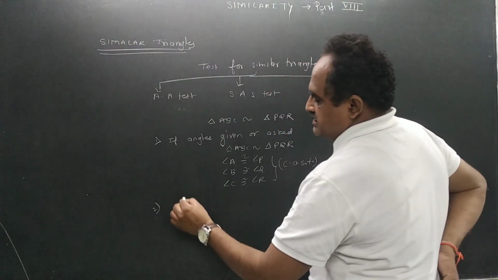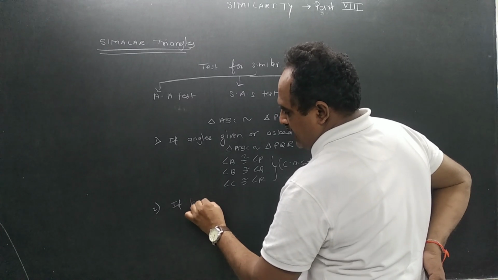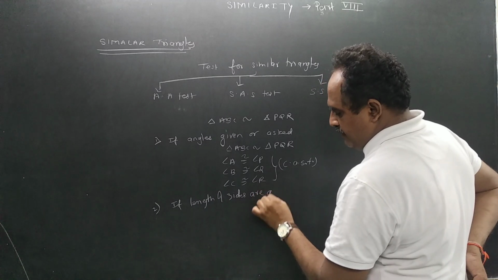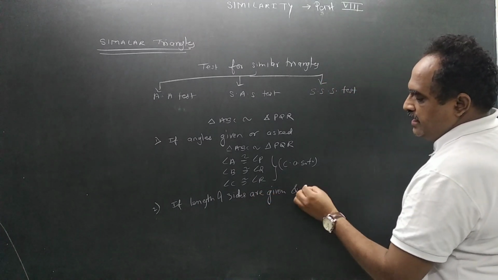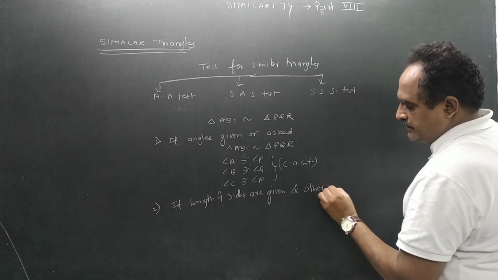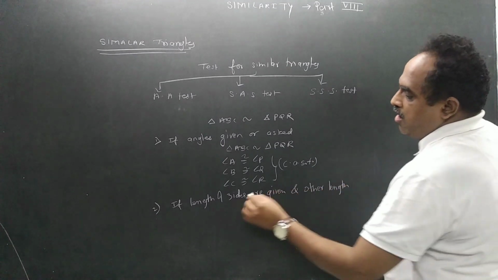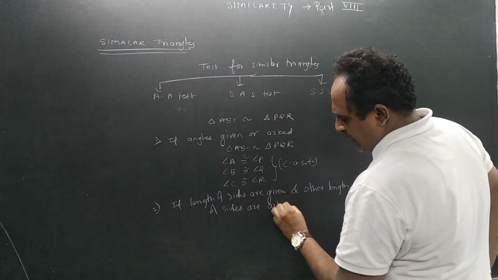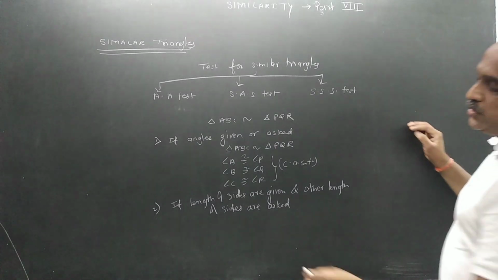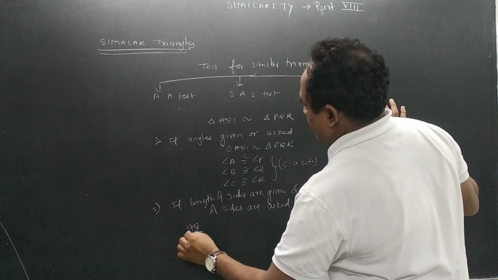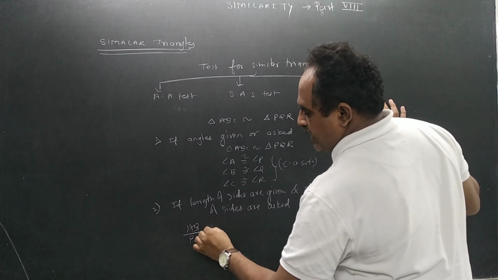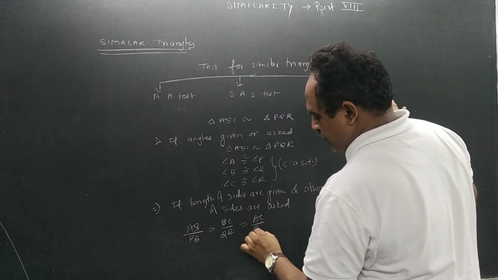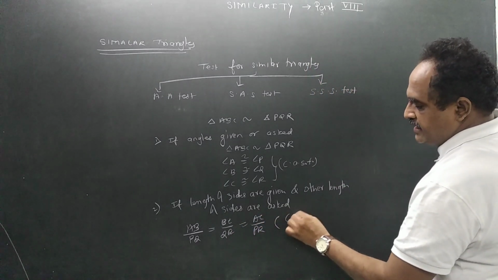The second possible question is, if the lengths of some sides are given and the lengths of other sides are asked, in such cases we make use of the property AB upon PQ is equal to BC upon QR is equal to AC upon PR, and we write the reason CSST.